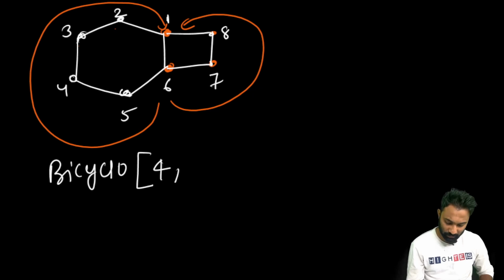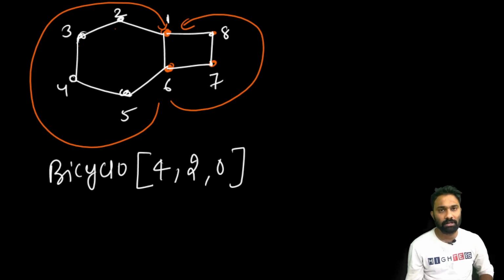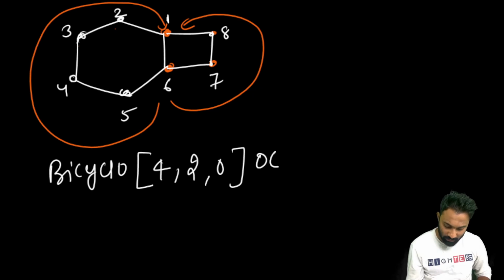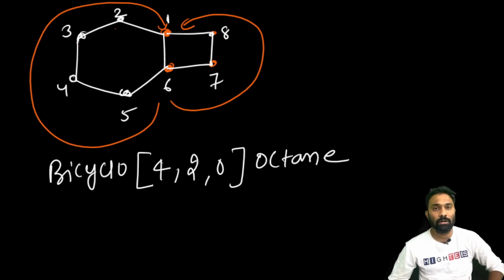Moderate one, here we are having 2. Now, in between the bridged carbons, there is no carbon, so it is 0. Bicyclo 4, 2, 0. If you want to represent the 0, you can; if not, it is also okay. Now, 4, 2, 0. How many carbons do we have in total? 8 carbons, right? So oct, all are single bonds, octane. That's it. Bicyclo 4, 2, 0, octane. Clear?